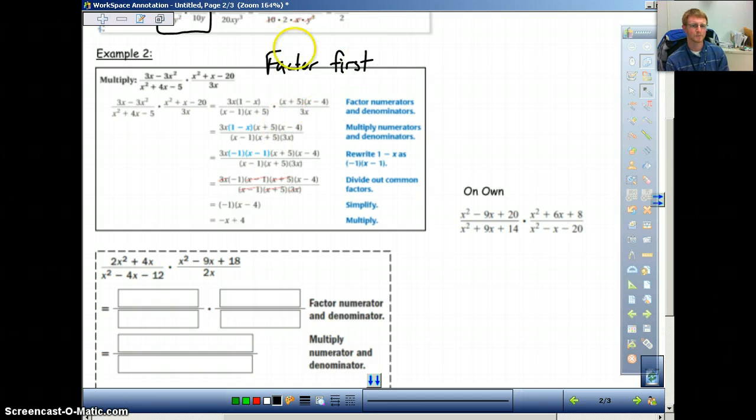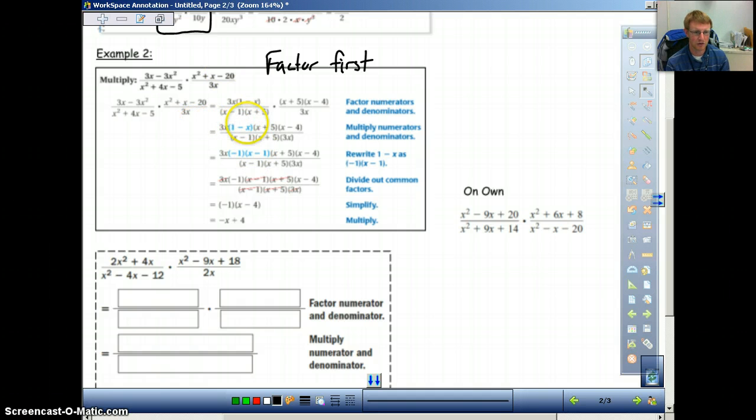So here's the deal. We factor each one separately. And then what we do is we combine them. Remember, multiplying fractions, we're just multiplying straight across. And you don't need to FOIL. You don't need to do any of that. All you need to do is put everything on one line so it's easier to cancel things out.